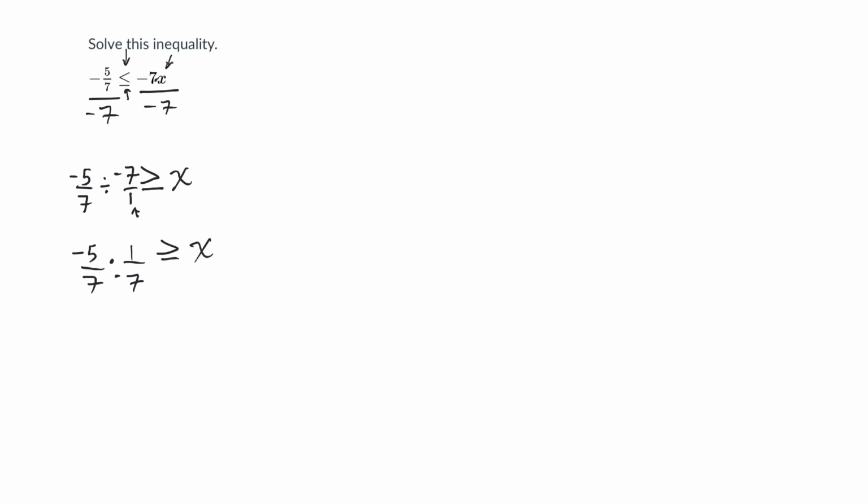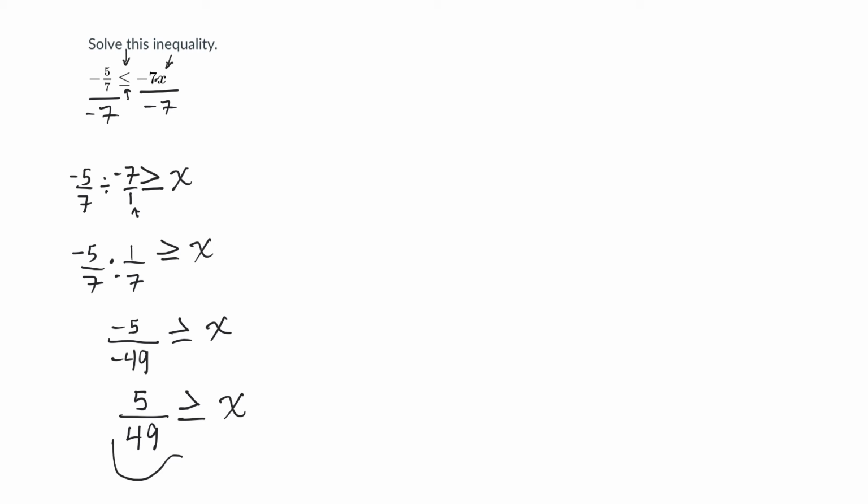Okay, so now I can multiply at the top, so it'd be minus 5 over the bottom, minus 49, greater than or equal to x. And then the two minuses will cancel. So I'll be left with 5 over 49 greater than or equal to x.